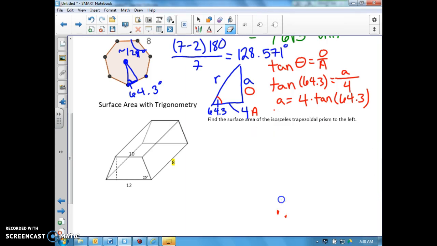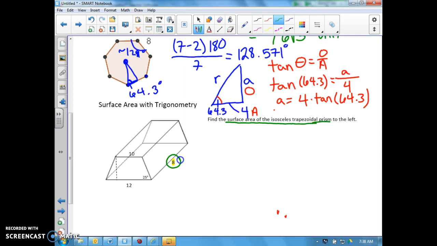Okay. All right, next problem we have, there was a mistake in the way your notes were printed. The 8 that was along the height here, I had to move to here, otherwise the problem wouldn't work. So, know that. I want to find the surface area of the isosceles trapezoidal prism, okay?